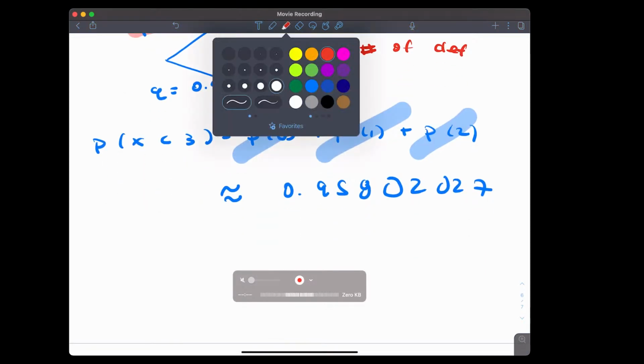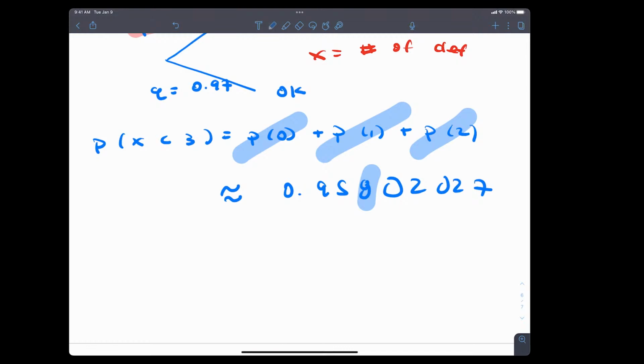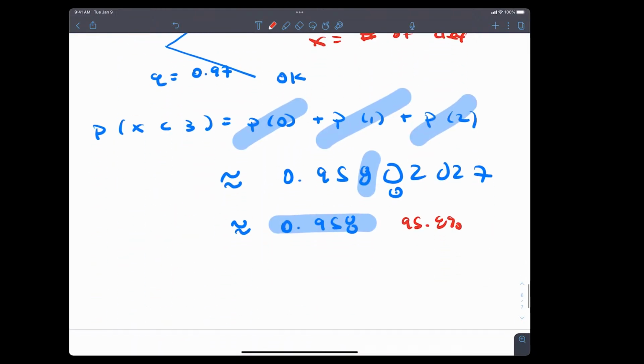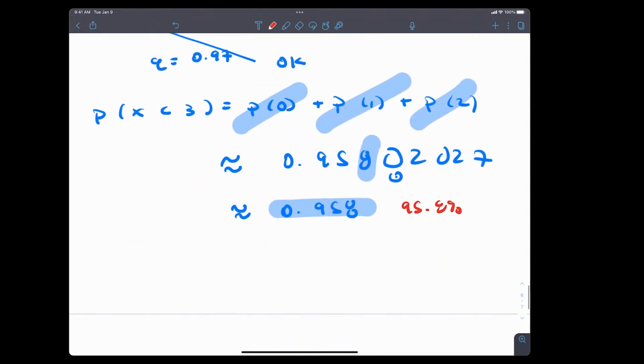Approximate to the nearest thousandths again. Here's the thousandths. Look at the digit to the right. The digit to the right is 0. So what that means is 0.958. We don't change the 8. We don't add 1 to the 8. 0.958, which really is 95.8%. So what this means, ladies and gentlemen, is that's bigger than 95%, right?